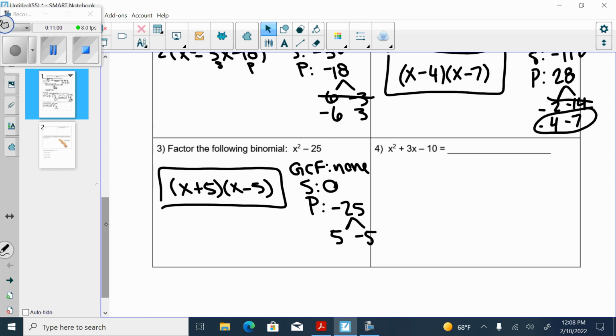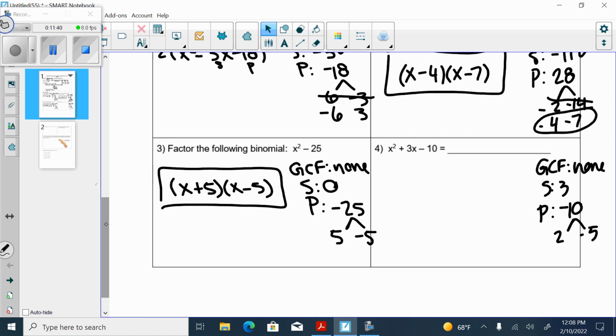Okay. Number 4. Any GCF? Nope. Okay, so what is my sum? And what is our product? Good. Okay, so it's got to multiply to give us negative 10 and add to give us 3. So what are some things that would multiply to give us negative 10? Okay.